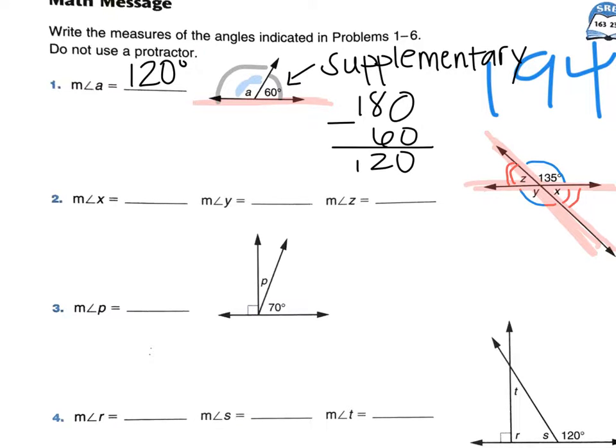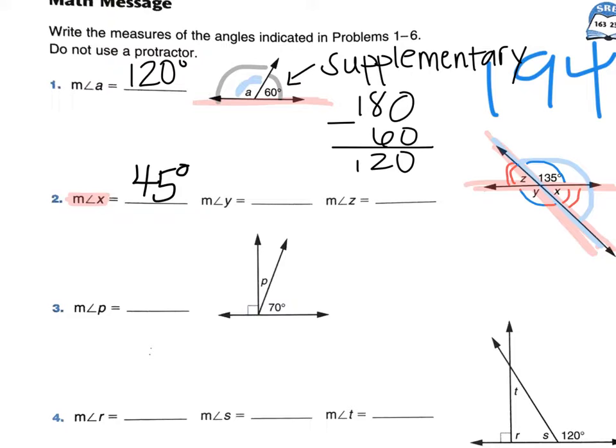So let's start with angle X. If I'm trying to figure out the measure of angle X, I'm going to go ahead and look at this straight angle. And again, I can see that 135 plus my angle X should add up to 180. So my missing angle there is 45 degrees. 180 minus 135 is 45, so I get 45 degrees.